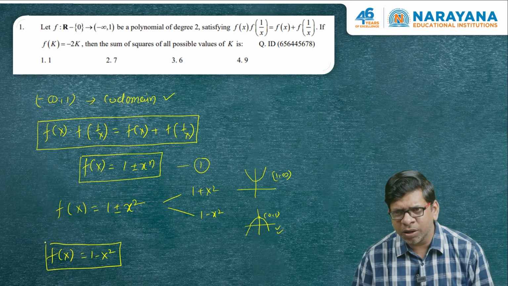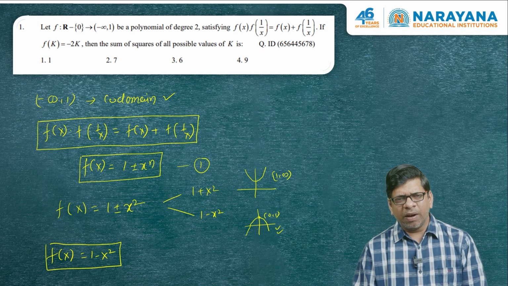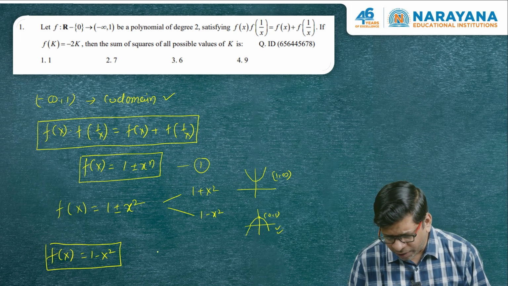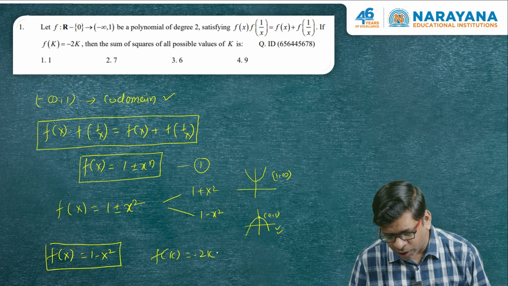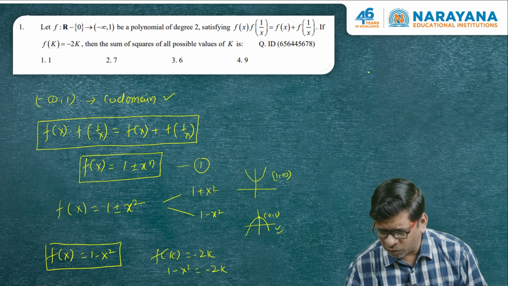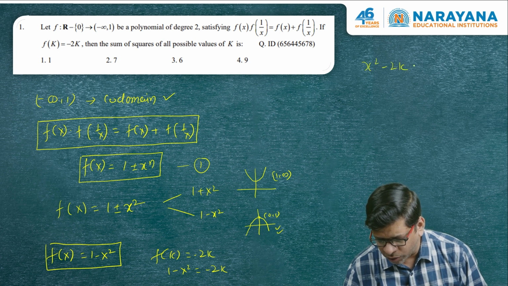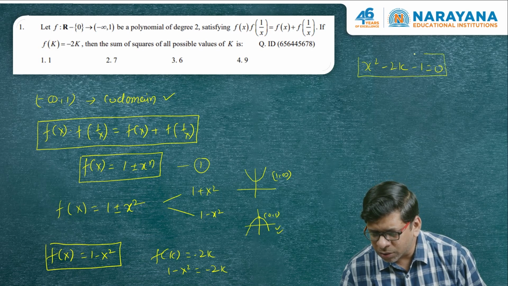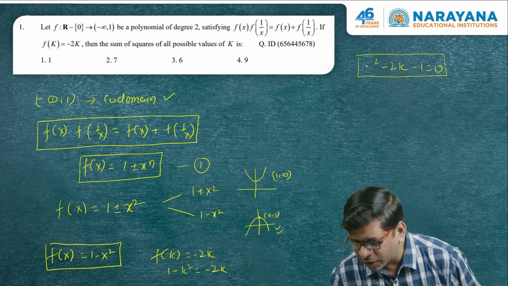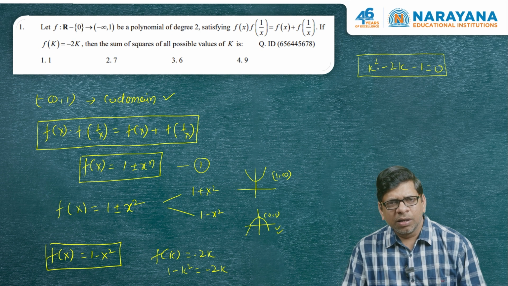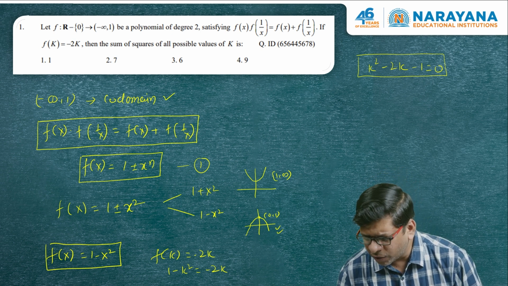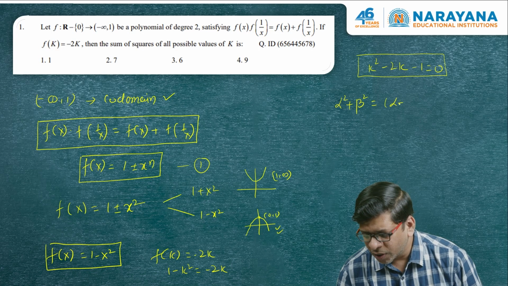So one thing we got is our function. Now they are saying f of k equals minus 2k. So f of k equals minus 2k means 1 minus k square equals minus 2k. So we are getting one equation. What is that equation? k square minus 2k minus 1 equals 0. Now they are saying, sum of square of all possible values of k. Means for this we need the sum of square of roots. What is the sum of square of roots? Alpha square plus beta square is alpha plus beta whole square minus 2 alpha beta.